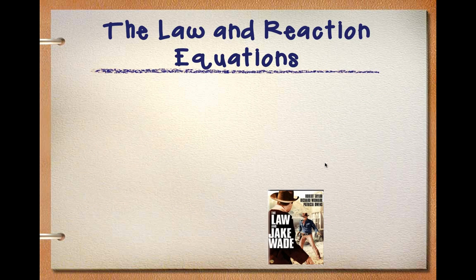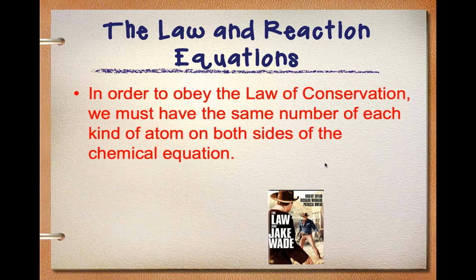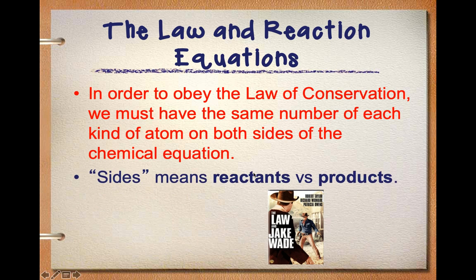Here we go. So let's talk more about the law of conservation and then reactions. In order to obey the law of conservation, we must have the same number of each kind of atom on both sides of the chemical equation. What I mean by that is, how many reactant particles did we start with? How many product particles did we end with? They have to be the same number.